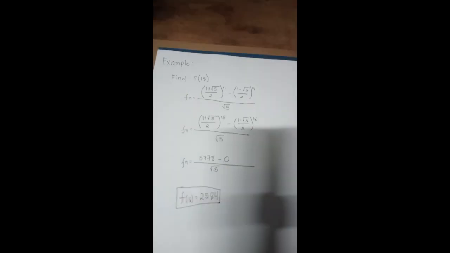Example 2. Find F18. To find the F18, we will use this formula. Then the next step is substitute the value of n, which is 18, because we want to find the 18th term. So it goes like this. Then the next step is we will find the answer in this part first. So the equation is now 5778 minus 0 divided by the square root of 5, and it is equal to 2584. So the 18th term is equal to 2584.